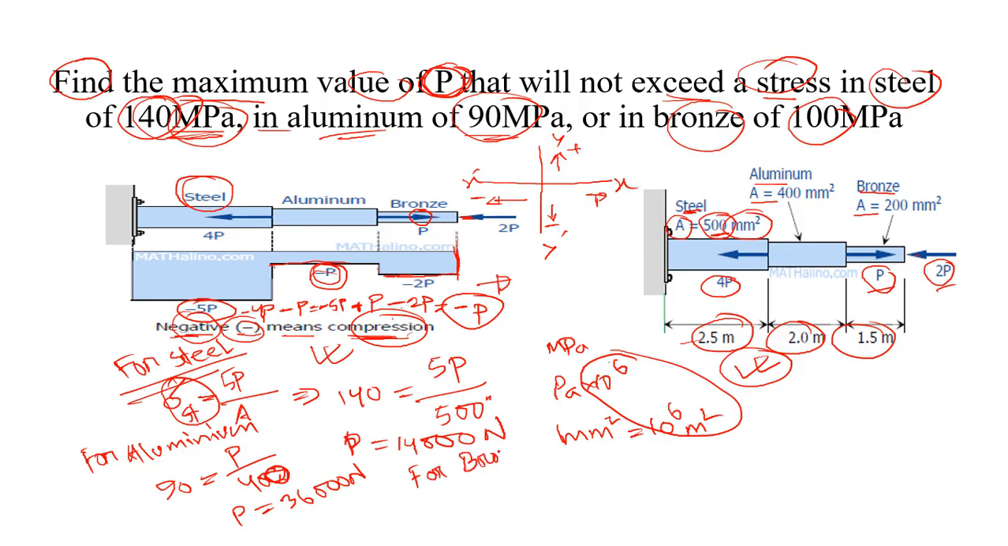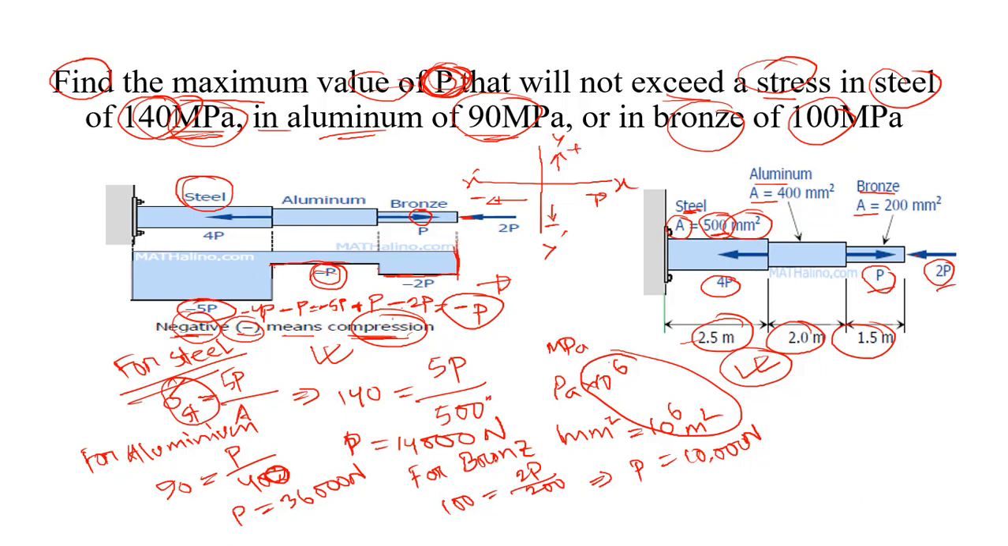Same way for bronze. For bronze, we know the stress is 100 megapascal, equal to 2P divided by the area, which is 200, and then P equals 10,000 Newton. Okay, our question is to find the maximum value of P, because every material has a different maximum stress.